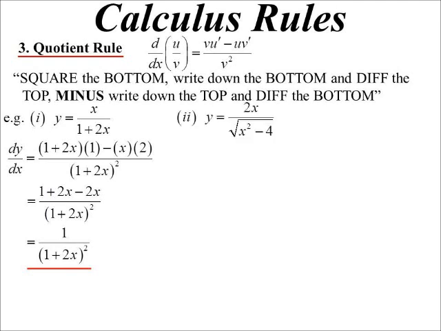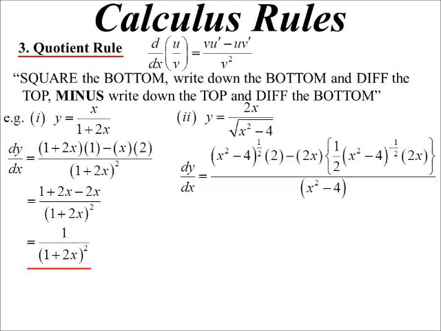2x on the square root of x squared minus 4. Square the bottom. Well, if I square a square root, that becomes power of 1. So the bottom becomes x squared minus 4. Write down the bottom. But you'll notice I've written it down in index form. (x squared minus 4) to the power of a half. Diff the top, 2. Minus, write down the top, 2x.